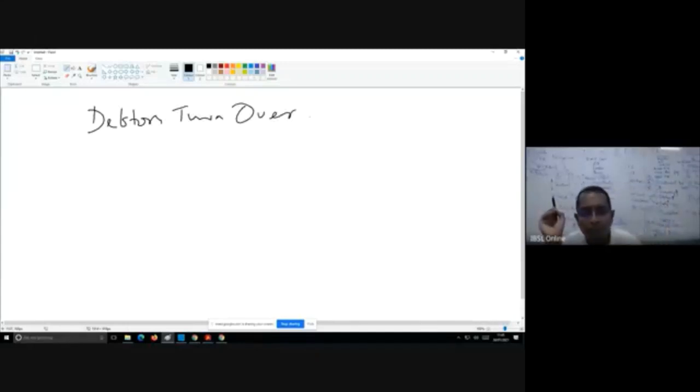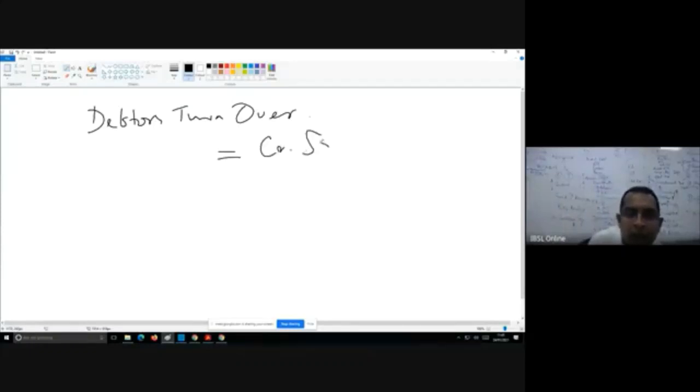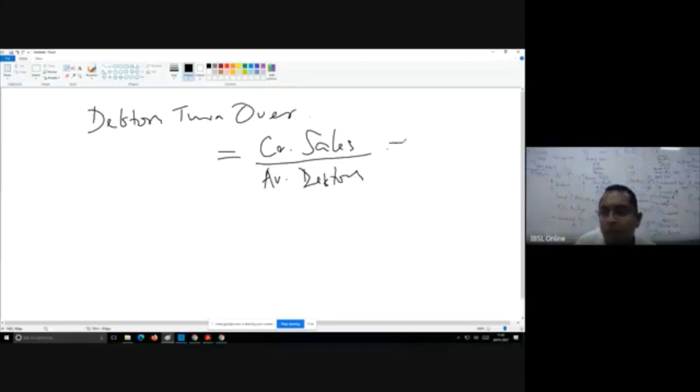Debtors turnover is equal to credit sales divided by average debtors. This is equal to X times, right? That is per annum, how many times you collect your debtors. Same way, if it is 6 times, that means 6 times you collect your debtors per annum.